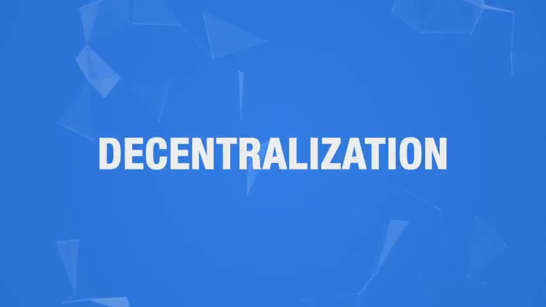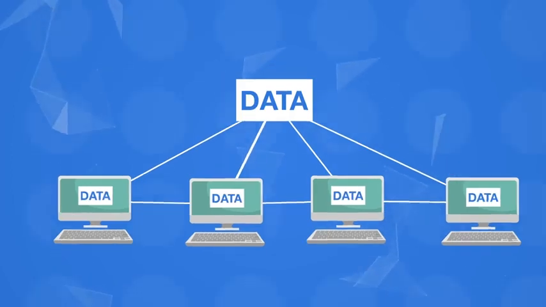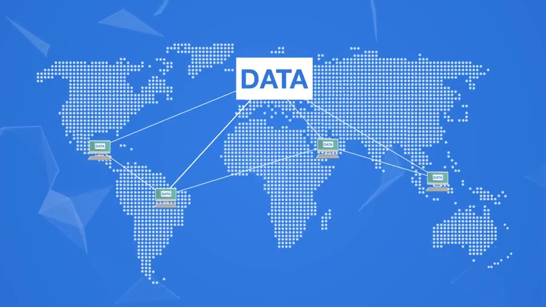Number 1, decentralization. The word decentralization with regard to blockchain is twofold. 1, it means the data is recorded and stored on multiple devices in multiple locations around the world, as opposed to one central place. And 2, decentralization also means that no one person, company, government, authority, or entity controls the data record and storage process.